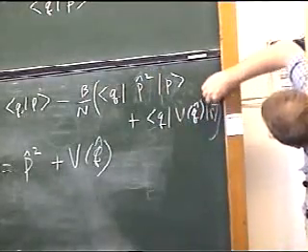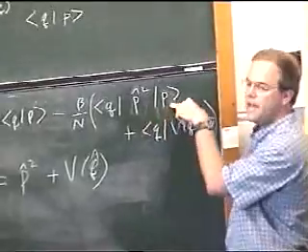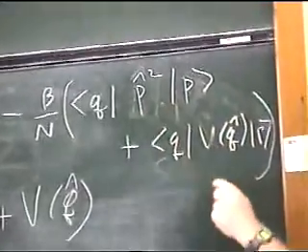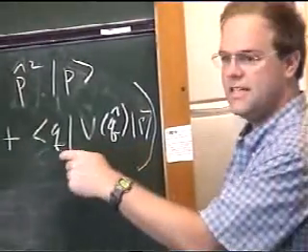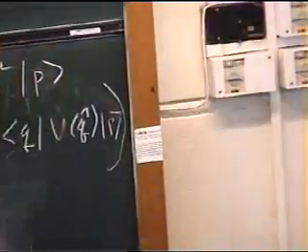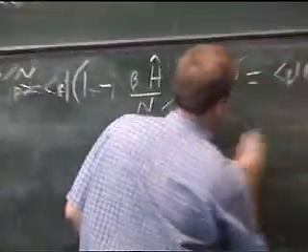And I guess I need a parenthesis over here. But now this is straightforward because this is an eigenstate of the operator p hat. So this becomes simply p squared. On the other hand, this is an eigenstate of the operator q. So this becomes simply V of q. Right?